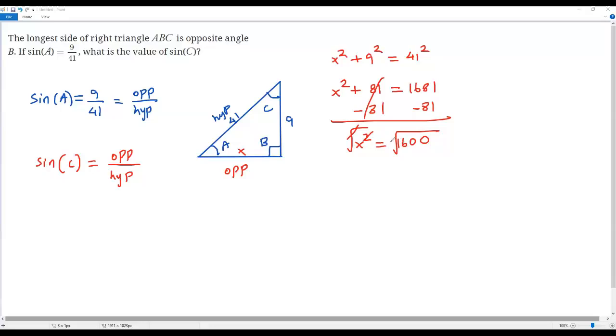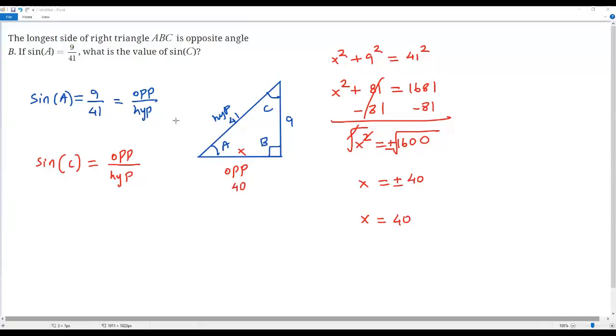Whenever I take a square root of a number, the sign in front of the square root will be positive or negative. So now on the left side, I just have x, and the square root of 1600 is 40, with a positive or negative sign in front. So x equals positive or negative 40. But x represents the length of one of the legs of the right triangle, so the length can never be a negative value. So in this positive or negative sign, we can consider only the positive sign. So the length of this side is 40.